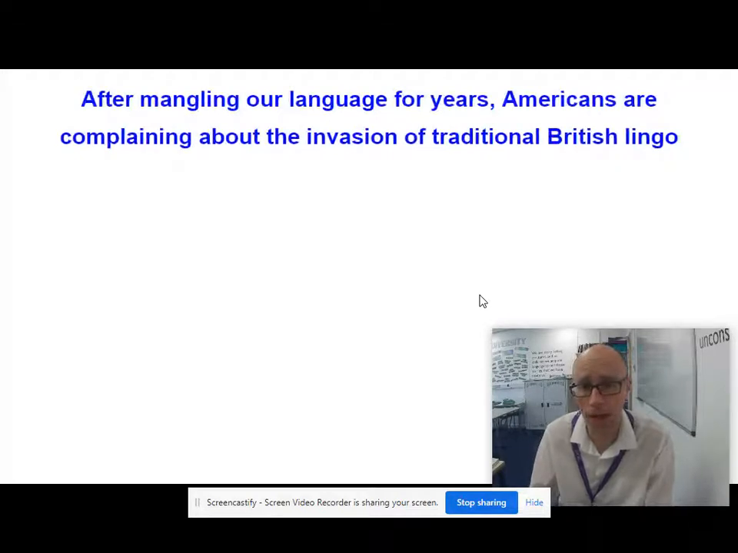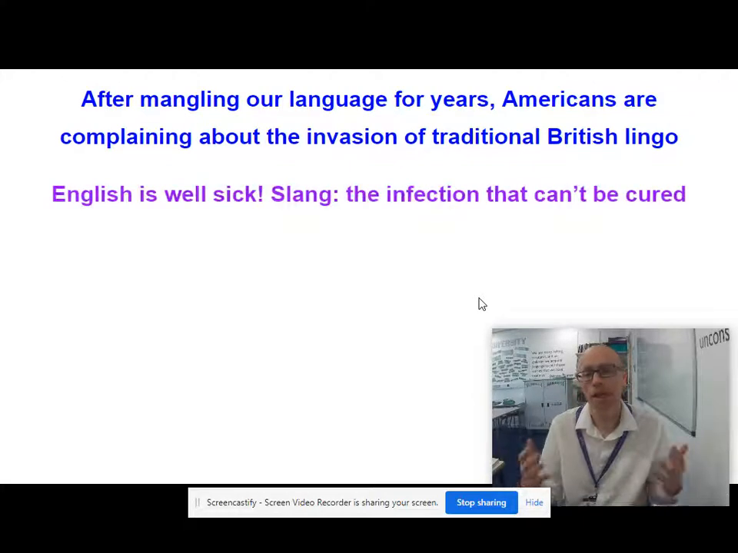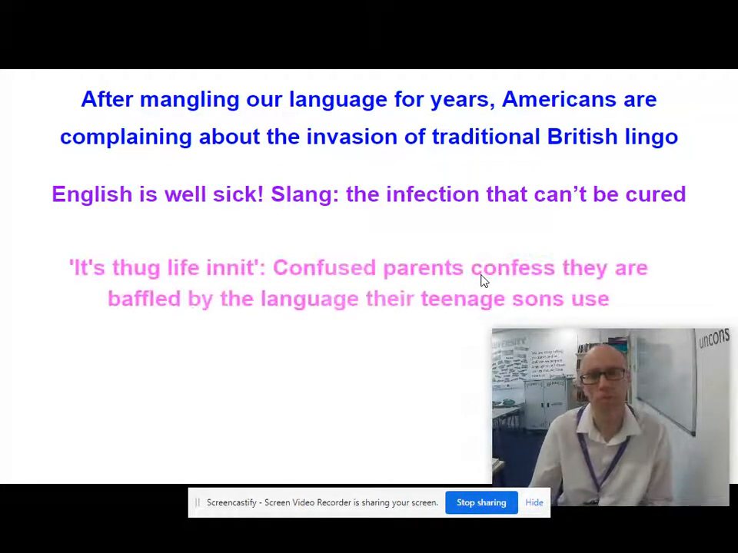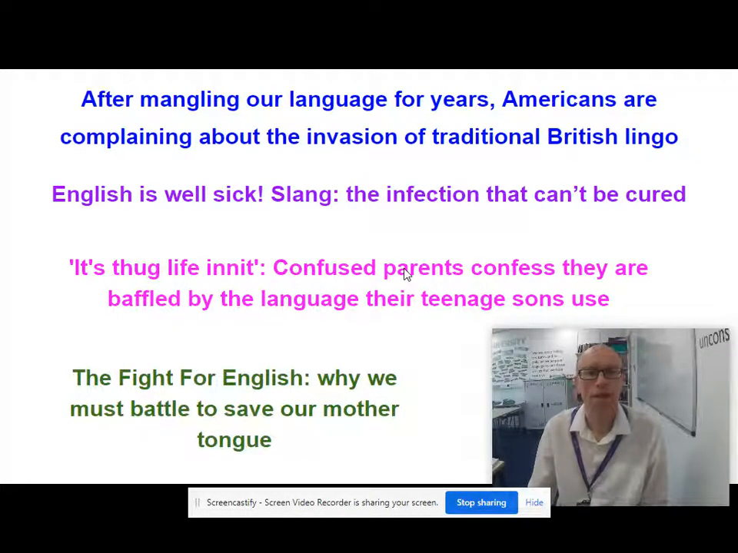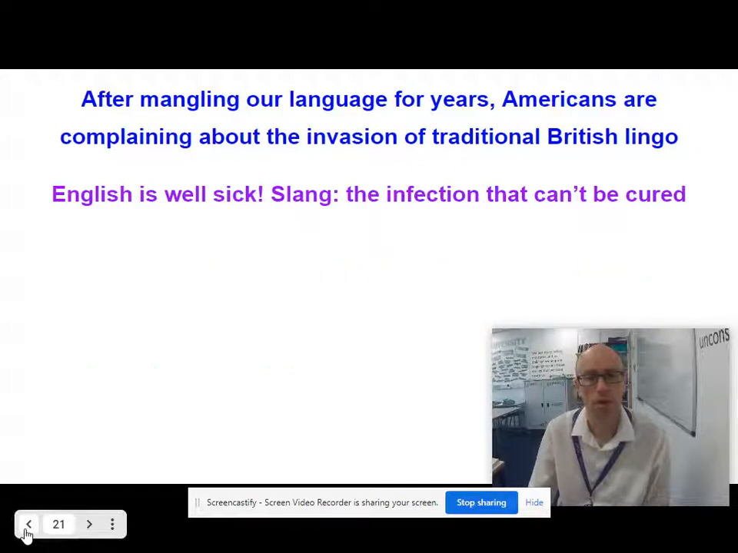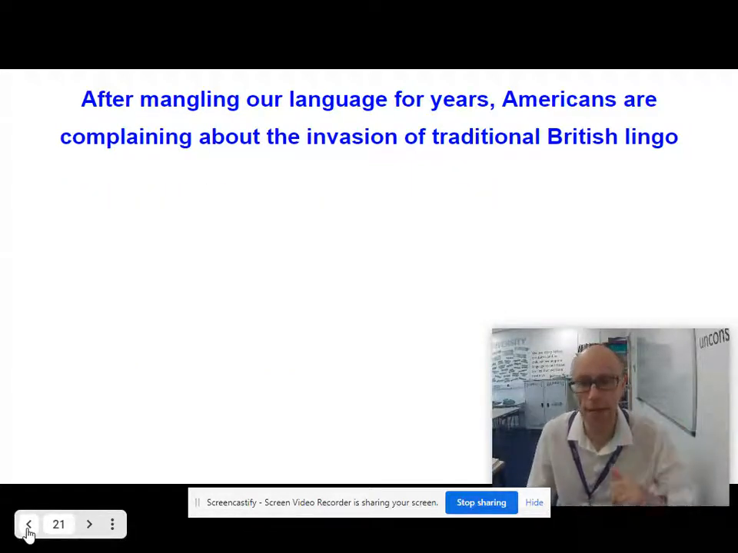After mangling our language for years, Americans are complaining about the invasion of traditional British lingo. English is well sick. Slang, the infection that can't be cured. It's a thug life, innit? Confused parents confess they are baffled by the language their teenage sons use. The fight for English, why we must battle to save our mother tongue. Quite why I read them in different regional accents is anybody's guess.